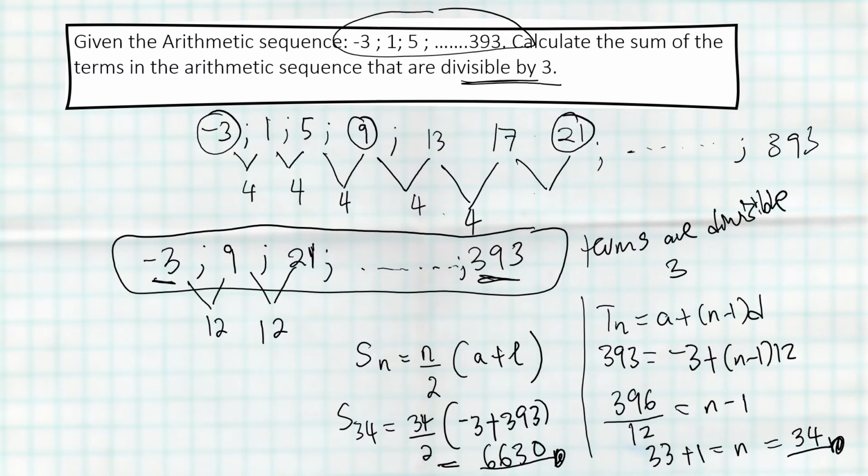Let me re-explain it again. What do you do in this case? You have to draw out the terms that are divisible by 3, because the instruction wants you to get the sum of terms that are divisible by 3. First step, you draw out the terms that are divisible by 3, get their number of terms, then use the sum formula and get their sum. Okay, let's move to a different problem.